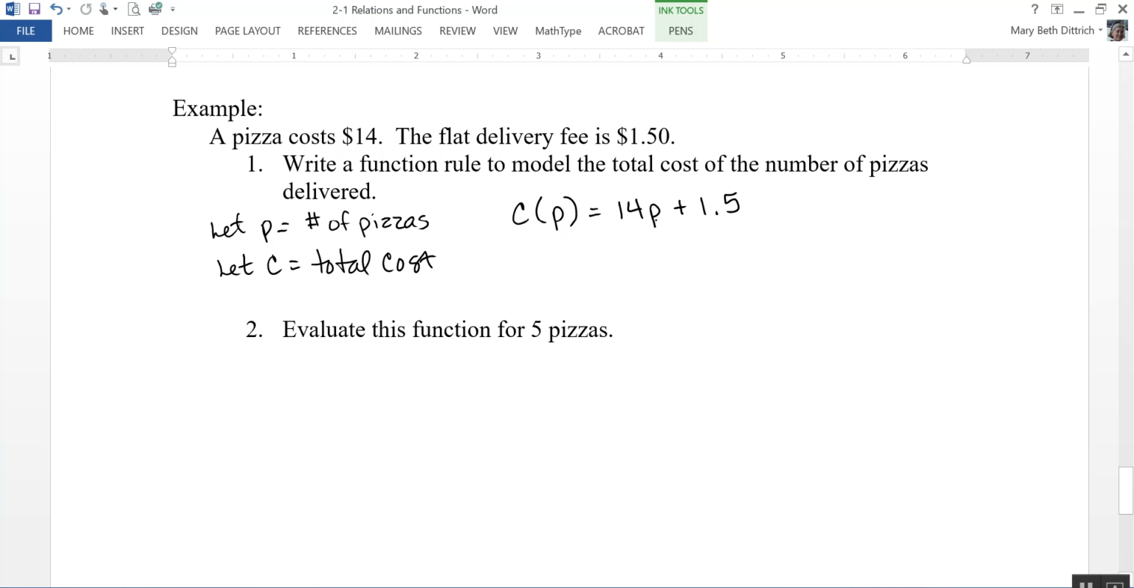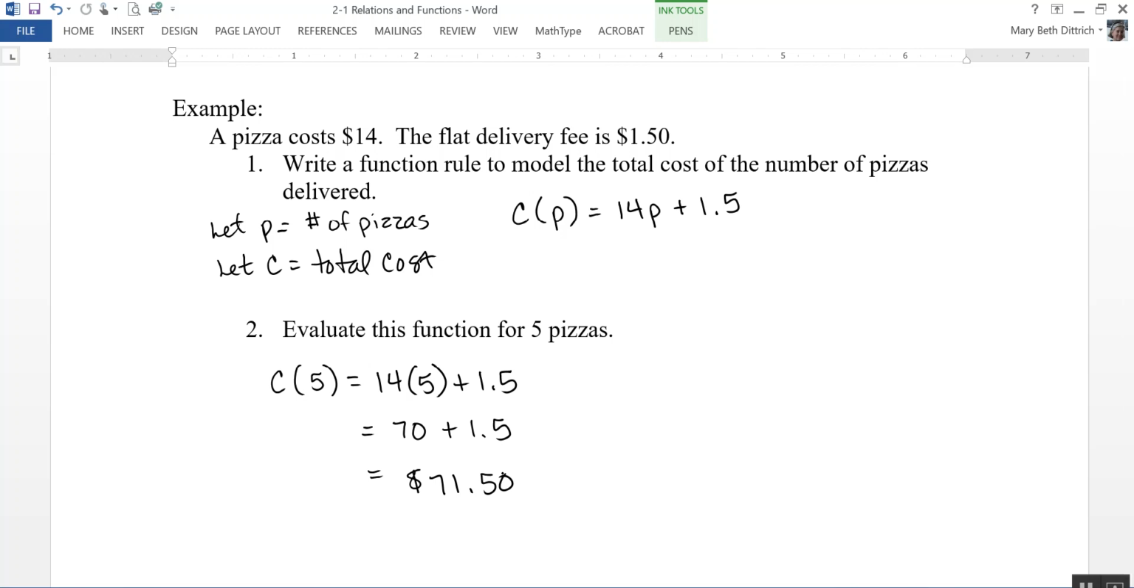Now we need to evaluate this function for 5 pizzas. So C of 5 is equal to 14 times 5 plus 1.5, and that's going to give me 70 plus 1.5, or the total cost of 5 pizzas is $71.50.